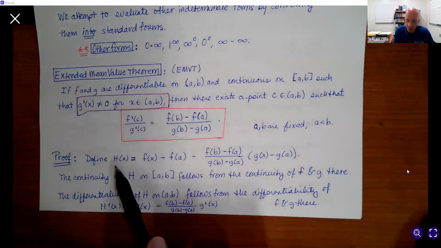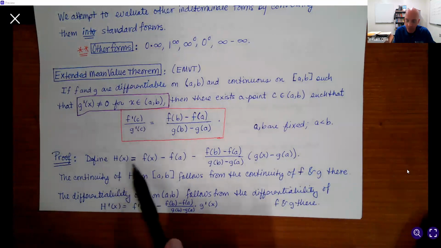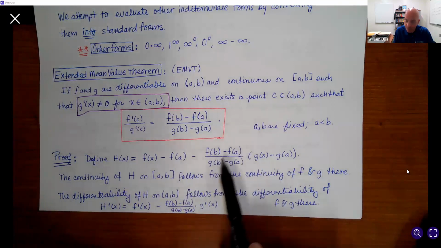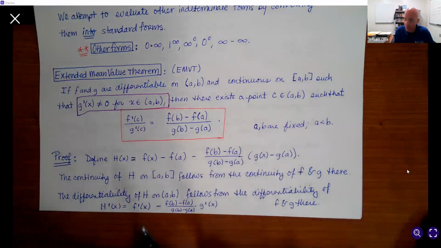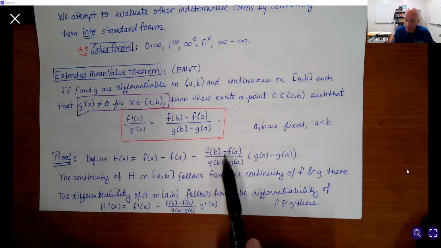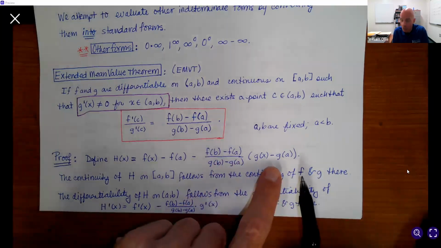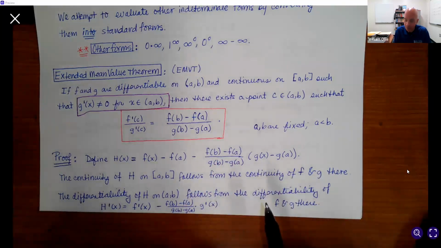And that function we're going to define to be h of x, which will be f of x minus f of a, minus this number times g of x minus g of a. That is, f of b minus f of a divided by g of b minus g of a is just a number. So this is a coefficient of g of x minus g of a.